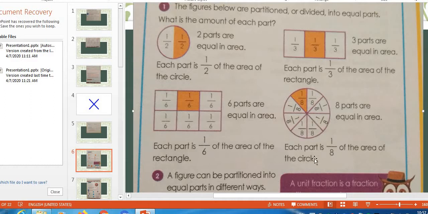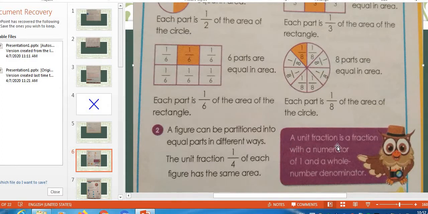I have here a circle, or a pie, or a pizza. This circle is divided into 8 parts. 8 parts are equal in area. So the shaded part is 1 over 8. Why over 8? The total. So each part is 1/8 of what? Of the area of the circle.